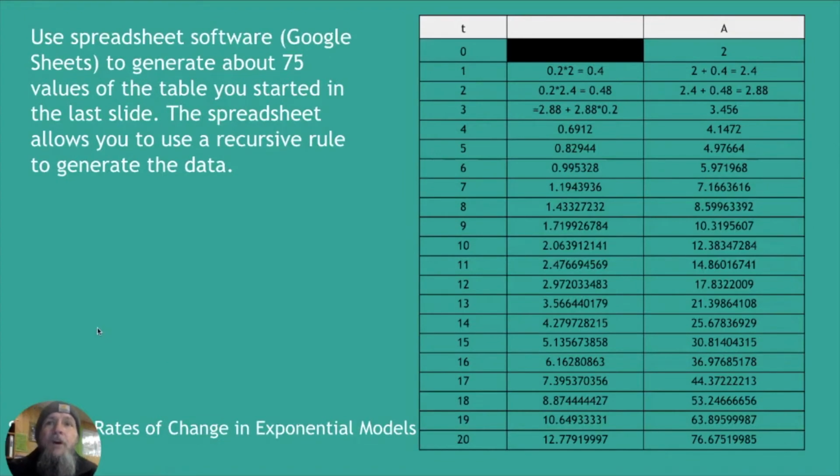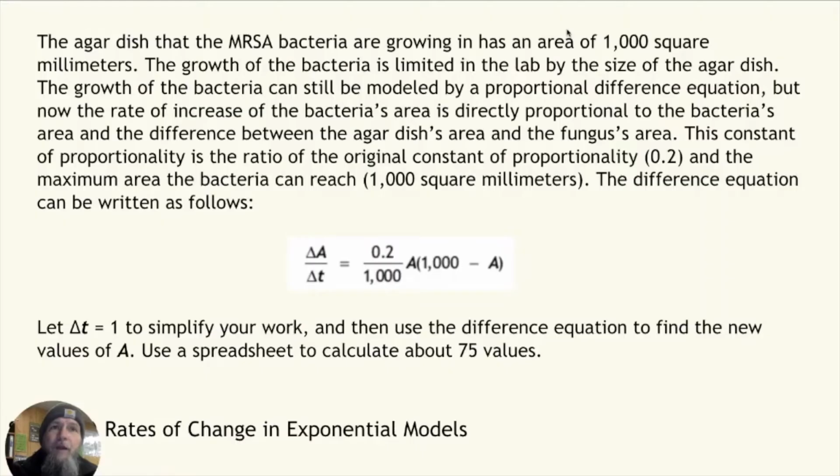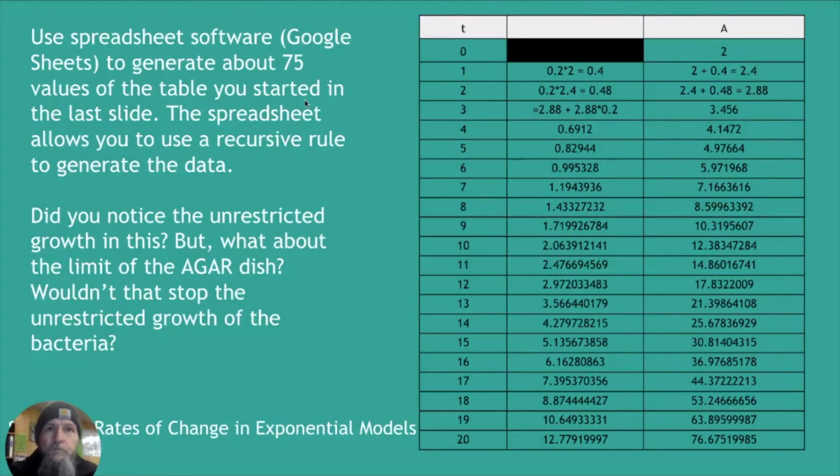Okay? So we use a spreadsheet, and this is what we've done. This is actually change in y right here. Should be delta A, I'm sorry. We're going to generate about 75 values of the table. I'm only going to show the first 20 here. The spreadsheet allows us to use the recursive rule to generate the data. That's what we've done. Notice the unrestricted growth in this. The unrestricted growth here is growing immensely, very quickly. This is what we're adding to that to get to this.